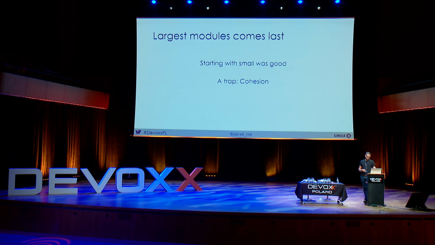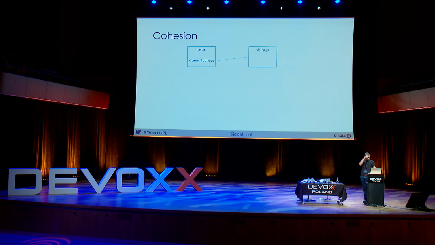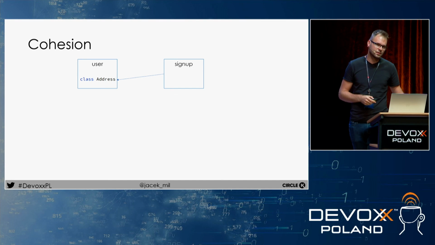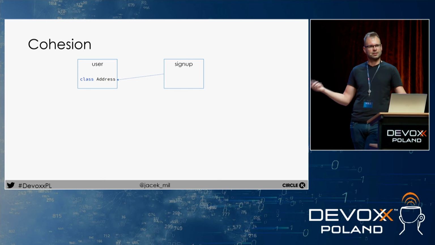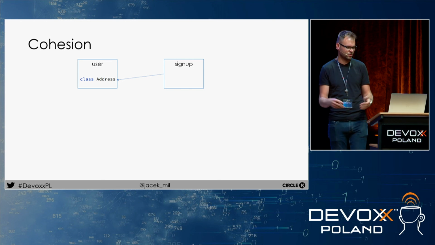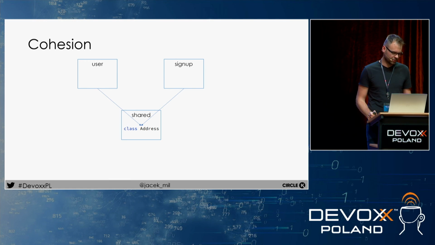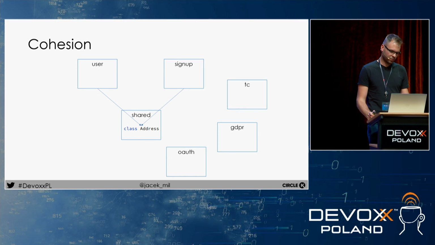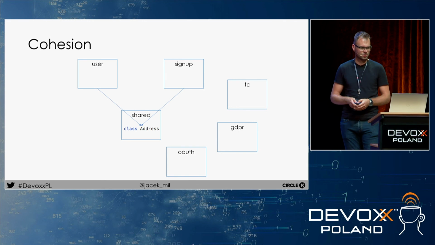Yeah, and the trap here that we had is cohesion. Let's say that we have two modules, a user and a sign-up. The user, of course, is managing a user, and a sign-up is signing up a user, which is effectively creating a user. And both of those modules are using the address class. So it seems that address is a shared module between those modules. But the problem is that we have a lot of other modules which don't care about the address class, right? So it seems that user and sign-up are coupled. So maybe they should be a single module, or the address is not needed in a sign-up. So it requires more discussions that are a bit more business related, not that much code related.